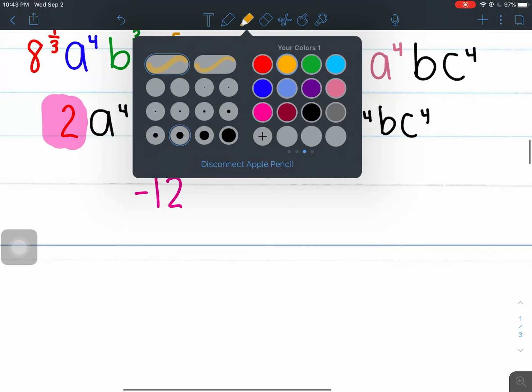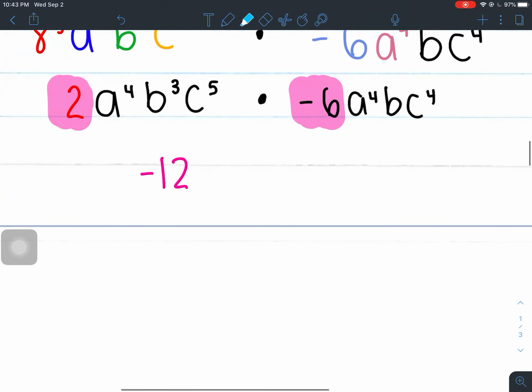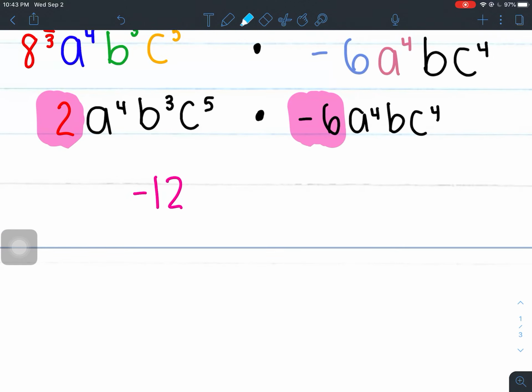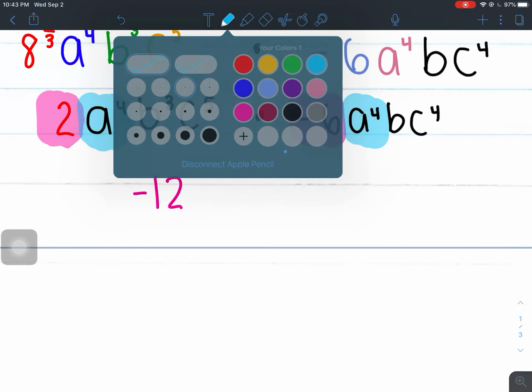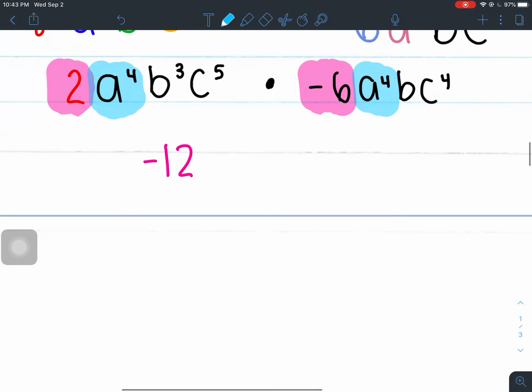Okay, our next step here. Okay, I haven't used baby blue yet. I want to see any like bases. So I see the a's are similar, so a to the fourth, a to the fourth. The question is, would I add or multiply the 4's together? I would add them. There's no parentheses. I'm not distributing them, so I should not be multiplying. I'm going to add.